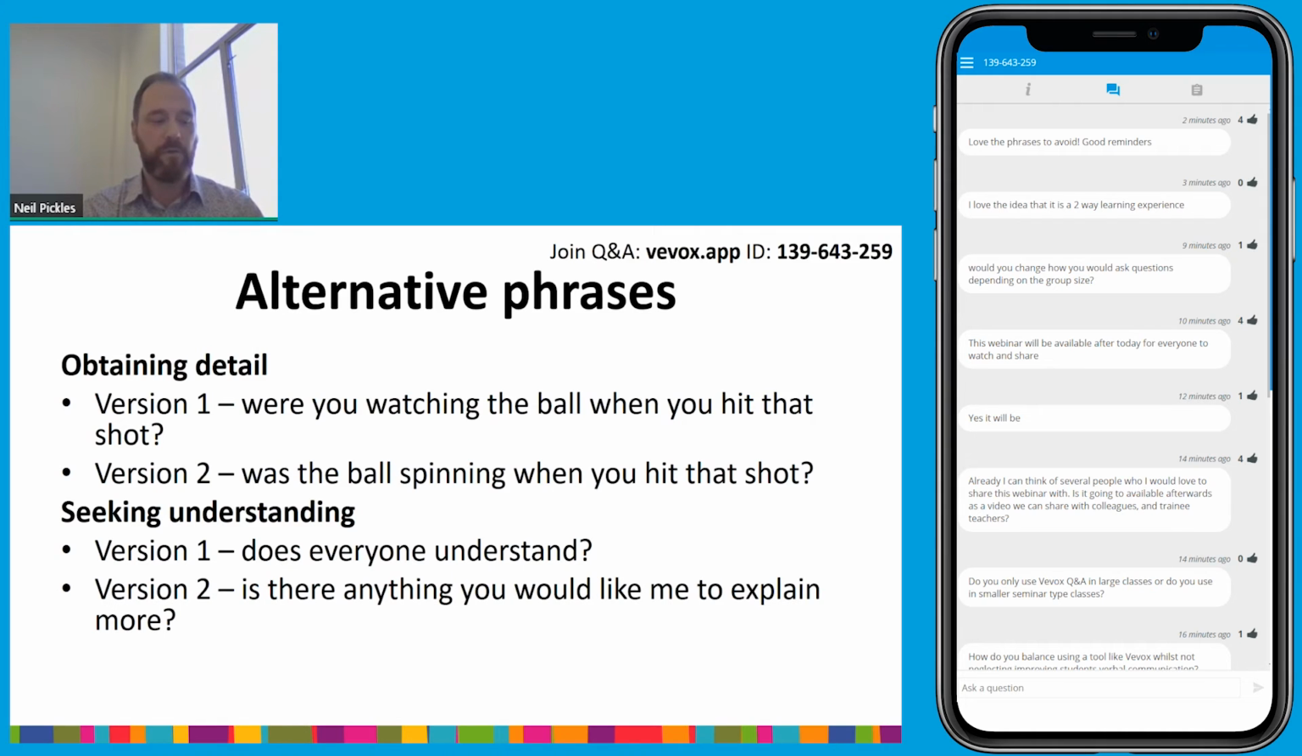And then in terms of seeking understanding, you could ask, does everyone understand? But instead, you could say, is there anything you would like me to explain more? And again, that just allows for a slightly different answer because you can look at understanding through there.